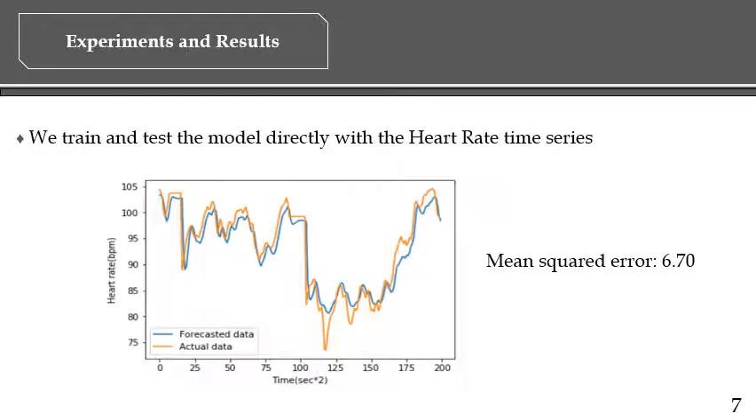So what did we do here? Firstly, we train and test the model directly with the sequence data, and in the output the orange line represents the actual data and the blue one represents the predicted data, and the model has a mean squared error of 6.7.